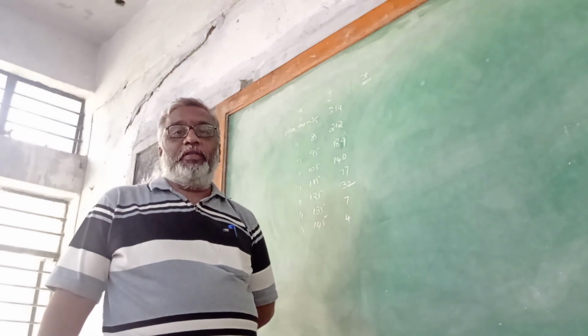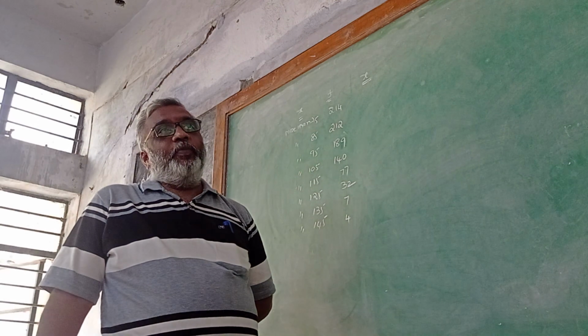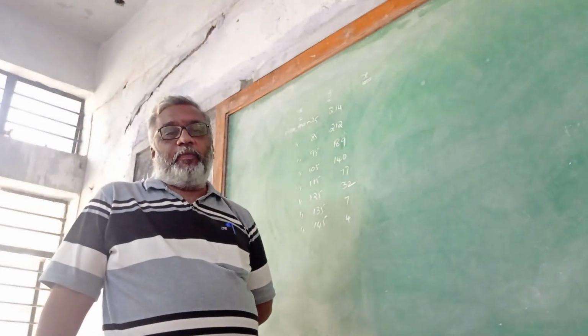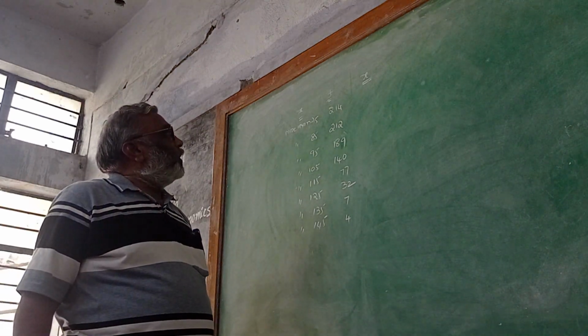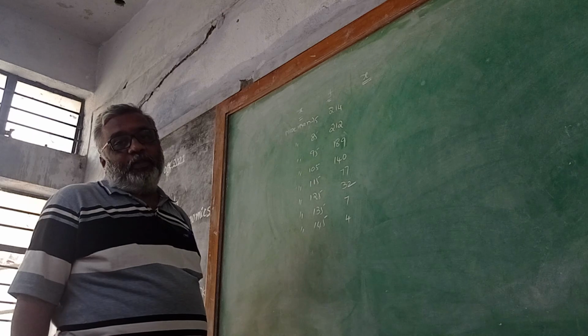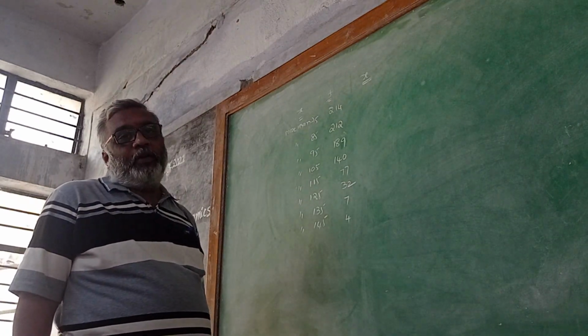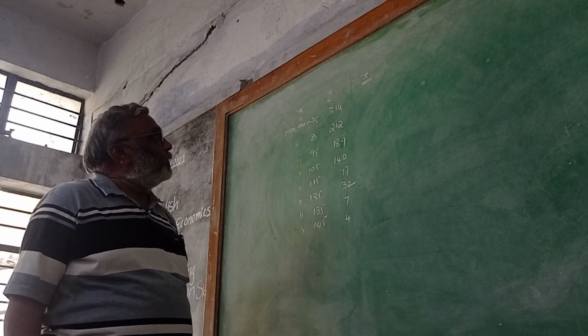Dear students, this is the first sum in the measures of distribution. First average is arithmetic mean. This sum uses the cumulative frequency method. Cumulative frequency methods means either less than or more than. This is the more than sum.